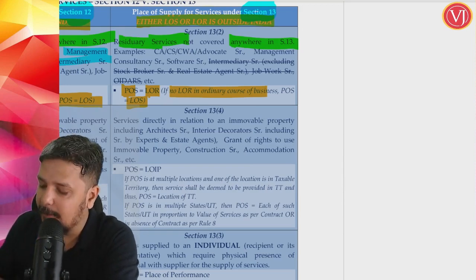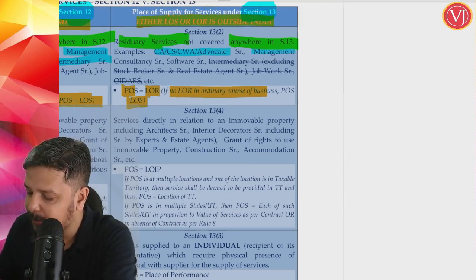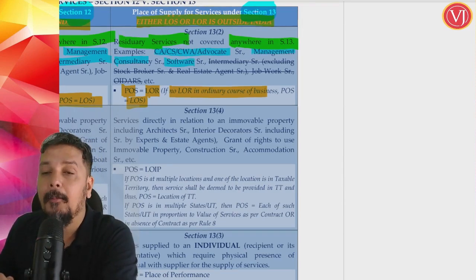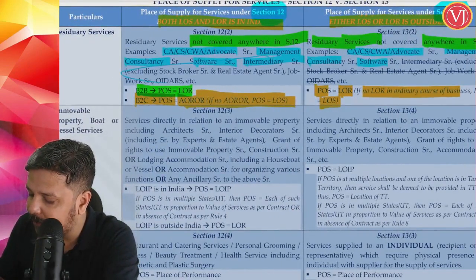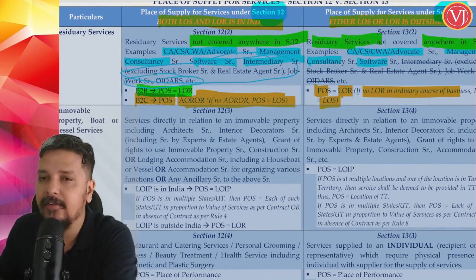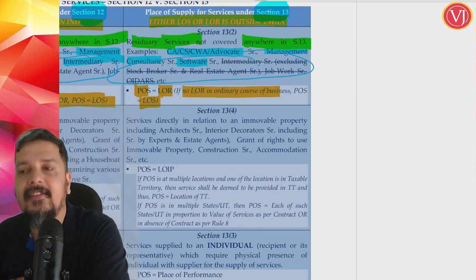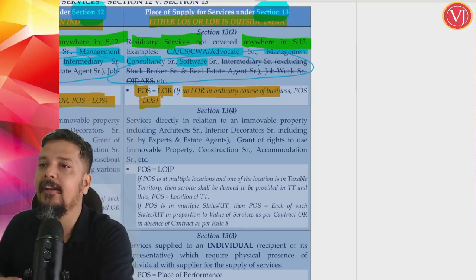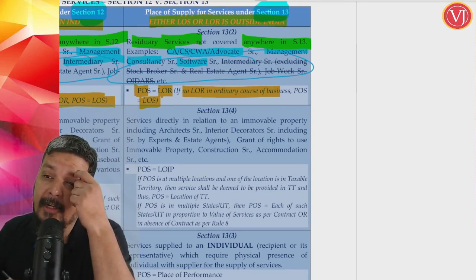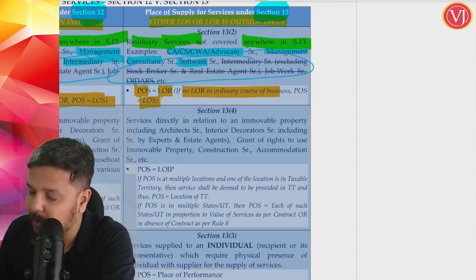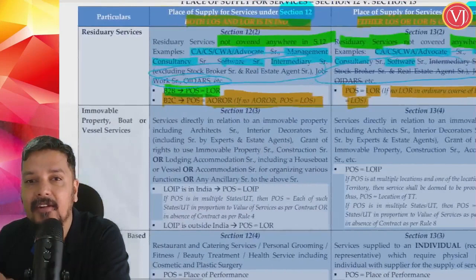Now, if you see the examples, it will cover your CA, CS, CMA, advocate services, management consultancy services, software services, but it will not cover intermediary services. Here, it covers also intermediary services, job working services, OIDAR services. In section 13, it will not cover these services because specifically for your intermediary services or your real estate agent services or OIDAR services, there is a separate formula which was not there in section 12.